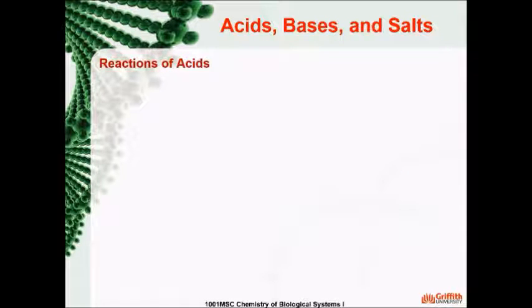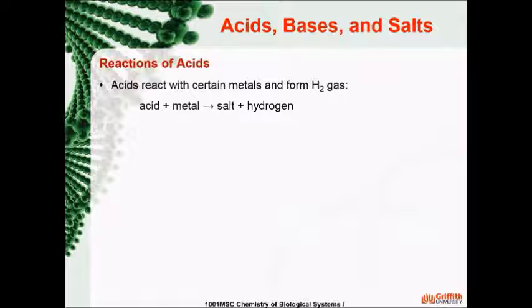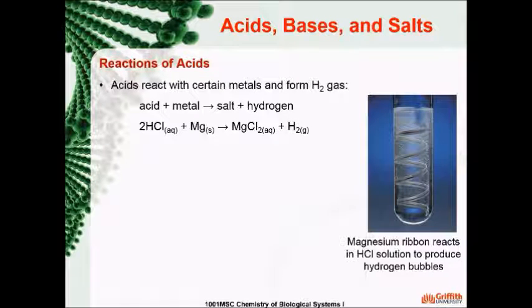Now let's cover some of the important reactions for acids. Acids react with certain metals and form hydrogen gas present as bubbles in a solution, according to the following reaction. Acid plus metal forms salt plus hydrogen. For example, 2HCl plus magnesium gives MgCl2 plus H2.